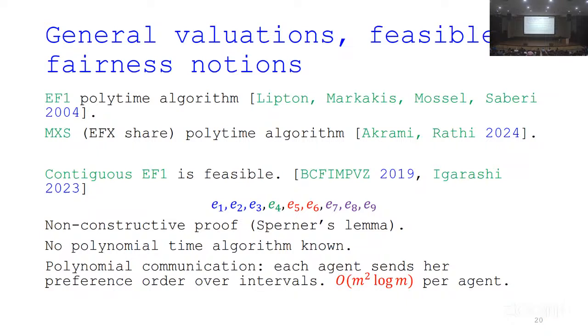So each agent just needs to say, among these m squared possible intervals, what is the order among the intervals from his point of view? And you can communicate this with m squared log m bits. Okay, so that's another example of a feasible fairness notion in which polynomial communication suffices.